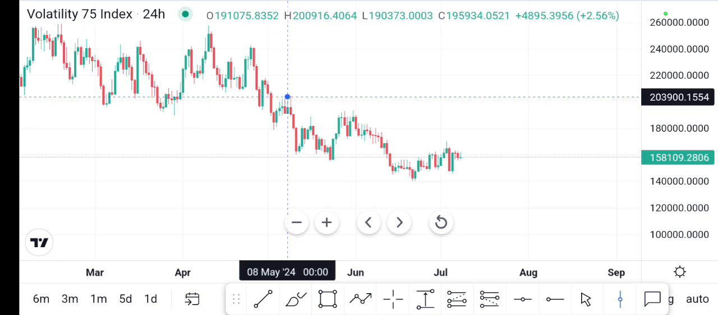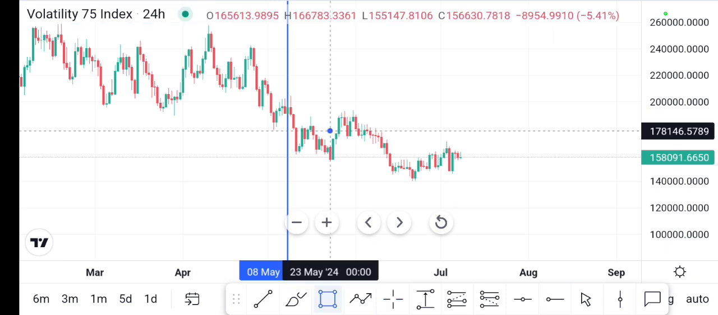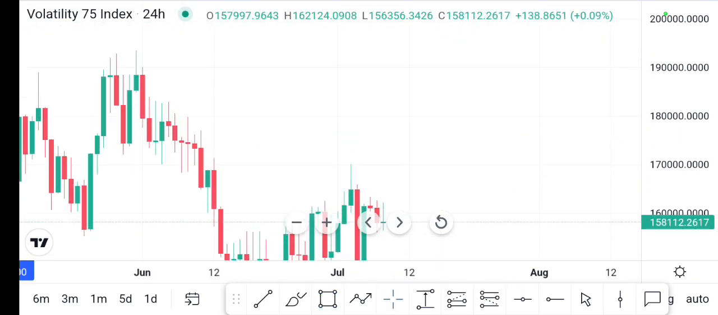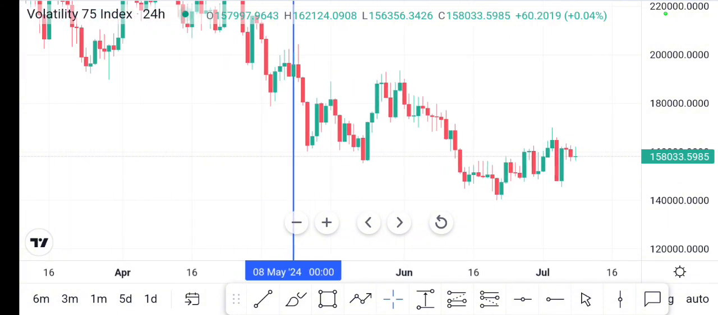Where is the 8th? This is our 8th, and then we put our vertical line there. When we put our vertical line, it means we are going to be using this area only to do our analysis, as we start looking for the trend of the market in only these 30 days.